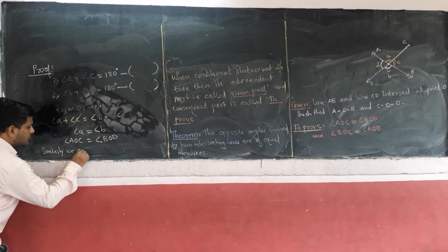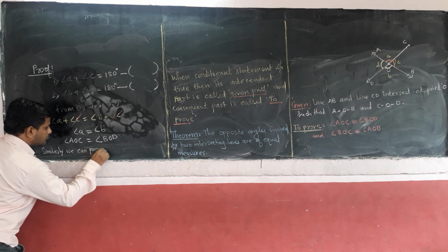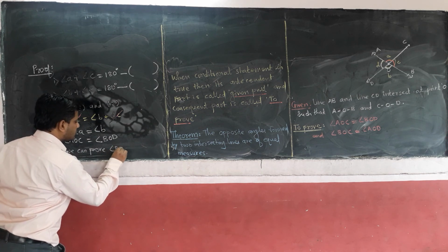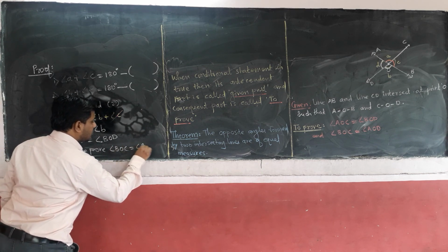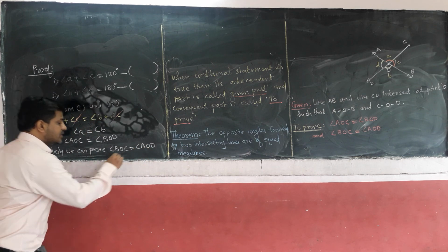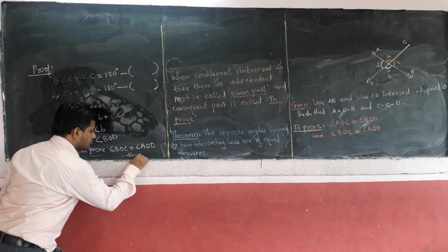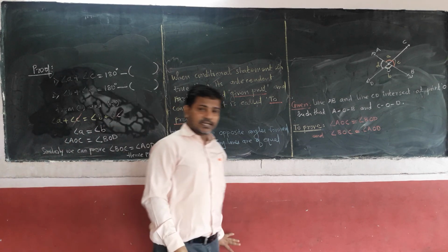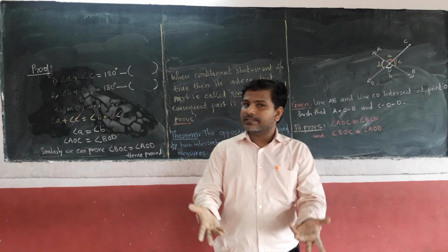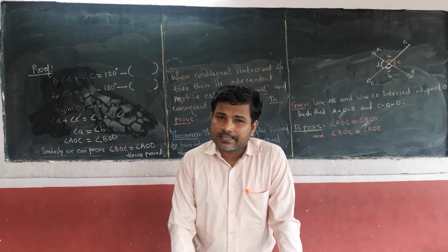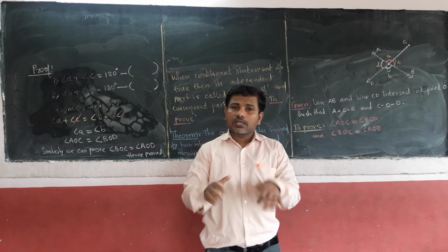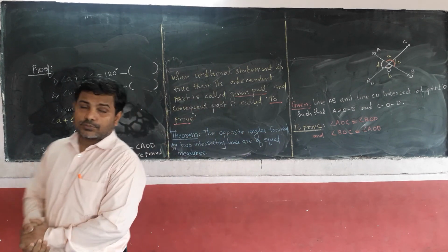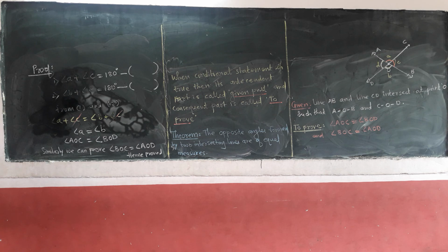Similarly, we can prove angle BOC is congruent equal to angle AOD, and hence it is proved that whenever two lines intersect, their opposite angles are always of equal measure. That means they are congruent. Got it? So please copy it down in a notebook.